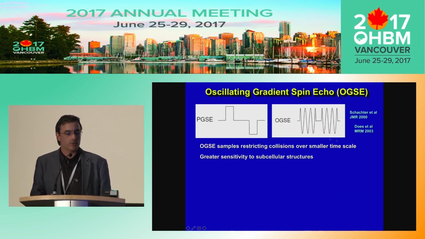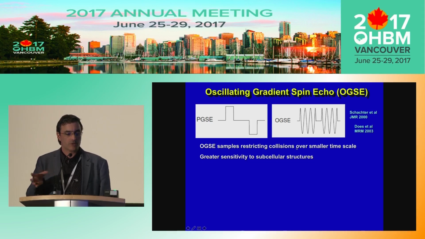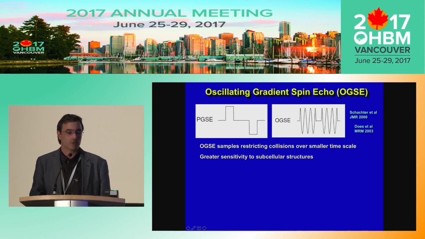So the method that you can use is this oscillating gradient spin echo method, or OGSE. Here's PGSE, where you just have these two gradient pulses that are separated by the diffusion time effectively. And then in the OGSE, the effective diffusion time, just to simplify, is basically the separation between these two little lobes here. And you can sample the restricting collisions over a much smaller time scale. And people have shown that it's more sensitive to subcellular structures.